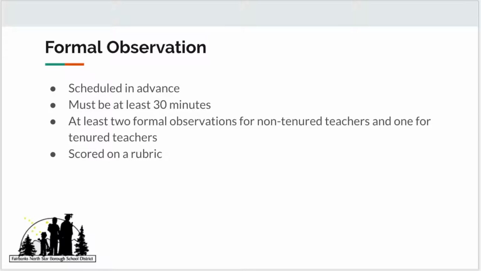The formal observation. Your evaluator will schedule the formal observation in advance at a date and time that is agreed upon by both parties within reason. It will last for a minimum of 30 minutes. This observation allows for principals to provide feedback to teachers on their teaching practice. Non-tenured teachers will receive at least 2 formal observations, while tenured teachers will receive at least 1.